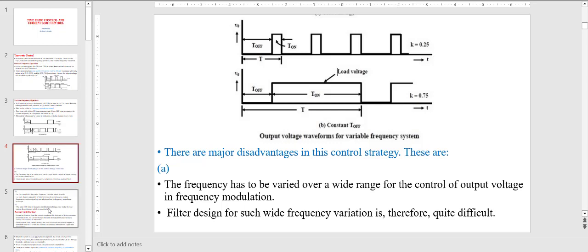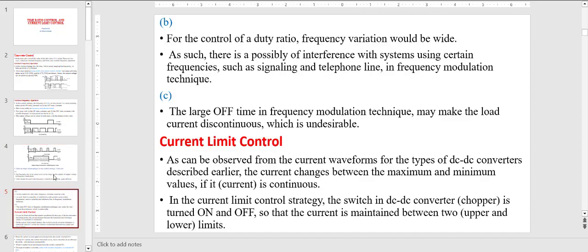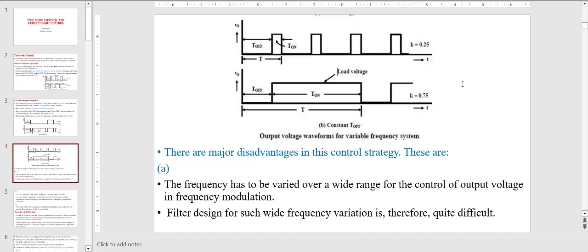So time ratio controller, two types. One is constant frequency and second one is variable frequency. Variable frequency itself we can divide it into two. First case, on period is kept constant, off period is varied, and the second case, off period is kept constant and on period is varied.